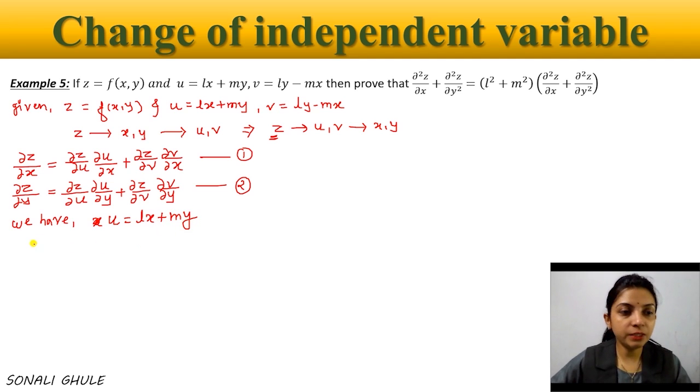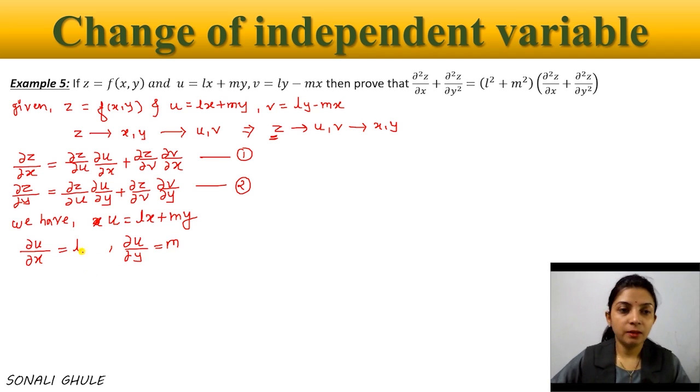Differentiate u with respect to x. So what can I write? ∂u/∂x is equal to, with respect to x we are differentiating, so y is constant. What is the derivative of u with respect to x then? It is only l. And what is the derivative of u with respect to y then? Yes, while differentiating with respect to y, we have to keep x constant. So what is the derivative then? It is m.